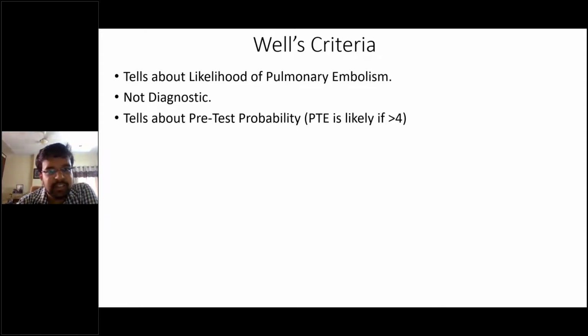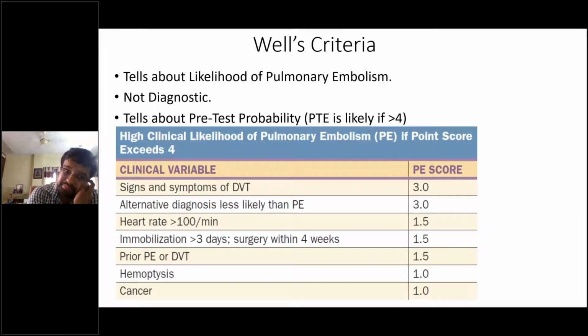So based on the clinical features, the Wells criteria tells about the likelihood, tells about the pretest probability, and if this criteria is more than 4, it simply means that it is highly probable that the patient will be having pulmonary thromboembolism. It is not diagnostic, it tells about the likelihood of pulmonary embolism. So now coming to the criteria. Basically we have 7 clinical variables on this side and score accordingly, right?